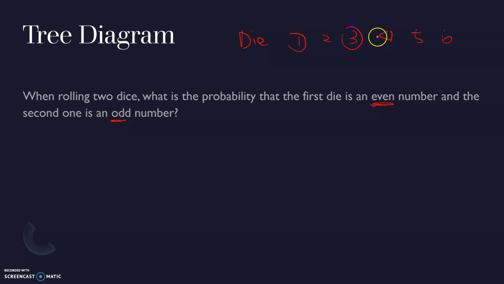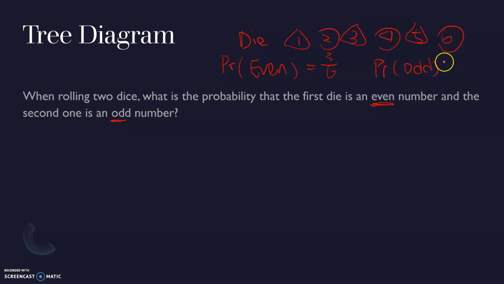So 1, 2, sorry, wrong one, my bad. The three even numbers are 2, 4, and 6. So that's the even. Therefore, the probability of that is 3 out of 6. At the same time, we have the odd numbers, which are 1, 3, and 5. So we can say the probability of an odd number is the same, 3 over 6, which is a half and a half.